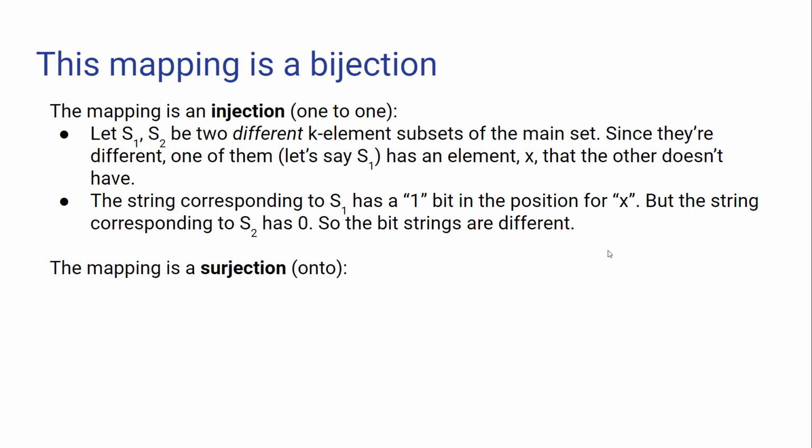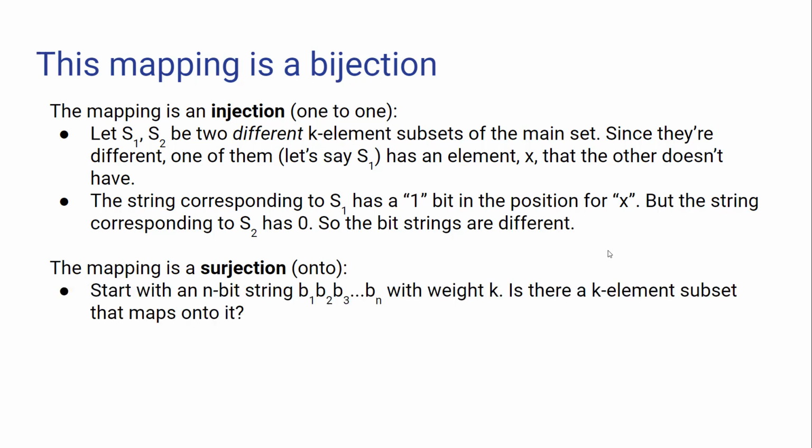To show that this mapping is a surjection, or onto, I'm supposed to start with a point in the codomain of this function and then work backwards to find an element in the domain that maps onto it. That means I need to start with an n-bit string that has weight k and construct, or reconstruct, a subset that maps onto it. So let's start with an n-bit string with weight k. So I have n bits, and k of those bits are 1. Can I build the k-element subset that maps onto it?